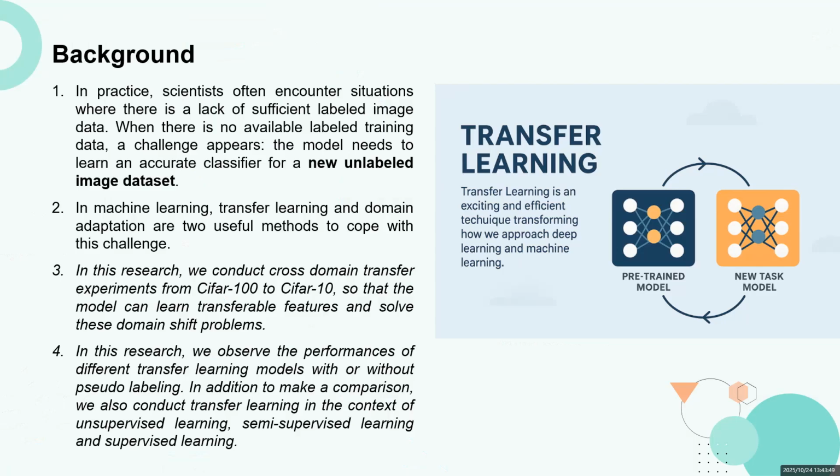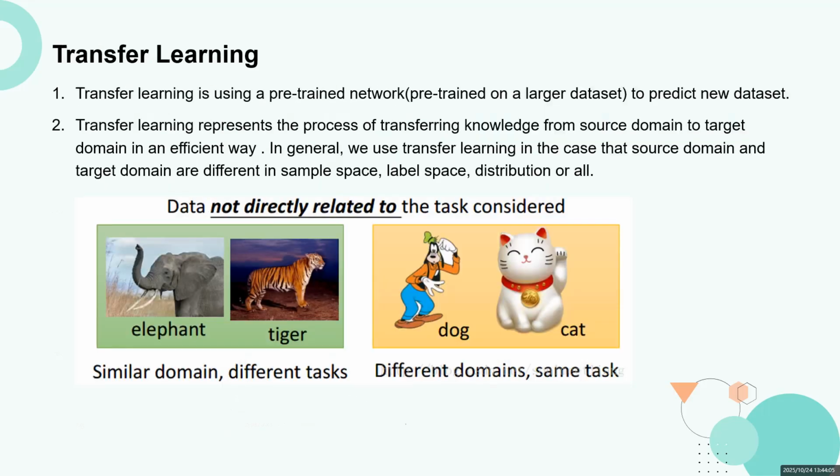In this research, we observed the performance of different transfer learning models with or without pseudo-labeling. In addition, to make a comparison, we also conduct transfer learning in the context of unsupervised learning, semi-supervised learning, and supervised learning. Now let me introduce transfer learning. Transfer learning is using a pre-trained network to predict a new dataset. It represents the process of transferring knowledge from a source domain to a target domain. In general, we use transfer learning in the case that the source domain and target domain are different in sample space, label space, and distribution.